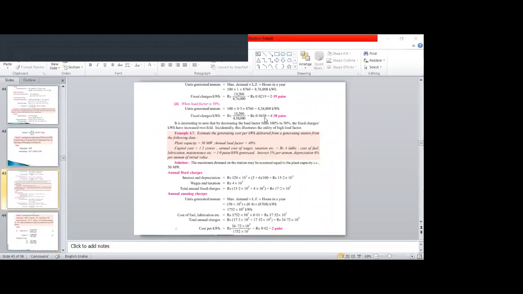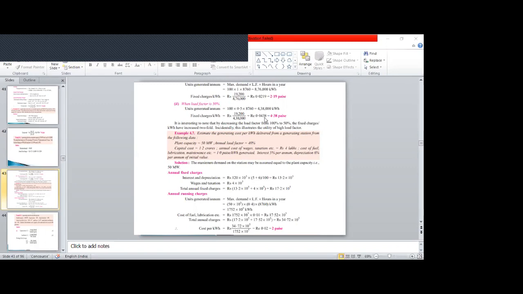That's what we have seen in the beginning of today's class. Always the load factor should be high, which is the ratio of average demand to maximum demand. So for a given maximum demand on the station, average load should be more. If the average load is less, your fixed charge will increase, and then your electricity bill also will increase. You are following?